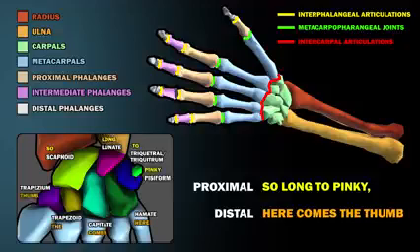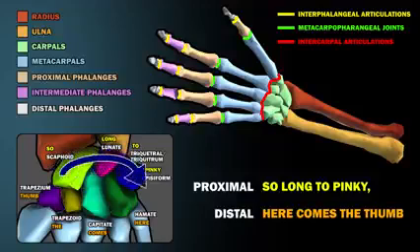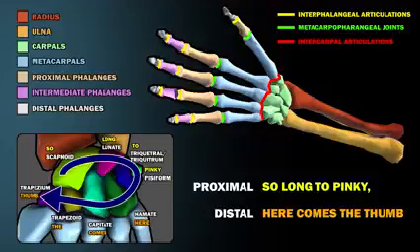So long to pinky, here comes the thumb. Scaphoid, lunate, triquetrum, pisiform, hamate, capitate, trapezoid, trapezium. The mnemonic goes in a little circle, starting with the proximal carpal bone nearest the thumb, and ending with the distal carpal bone nearest the thumb.